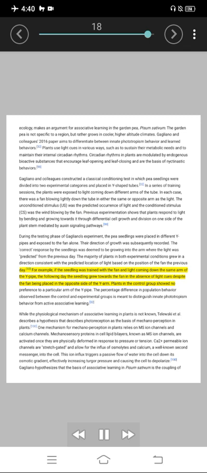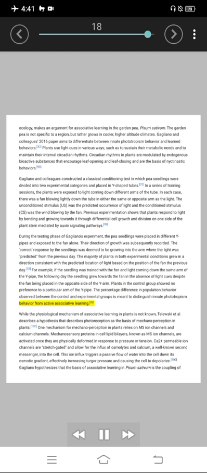For example, if the seedling was trained with the fan and light coming down the same arm of the Y pipe, the following day the seedling grew towards the fan in the absence of light cues despite the fan being placed in the opposite side of the Y arm. Plants in the control group showed no preference to a particular arm of the Y pipe. The percentage difference in population behavior observed between the control and experimental groups is meant to distinguish innate phototropism behavior from active associative learning.